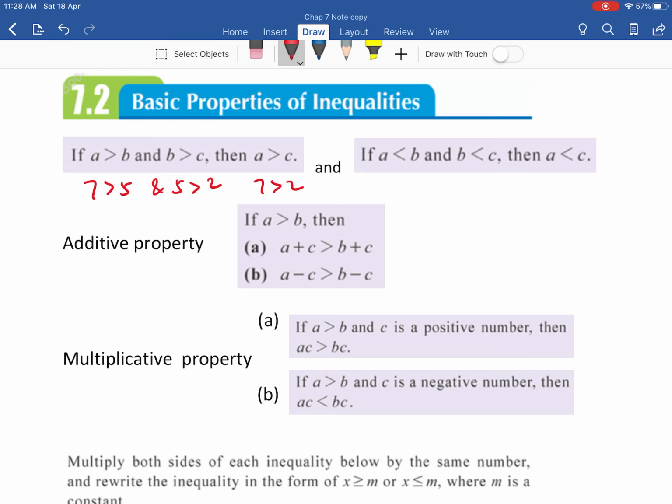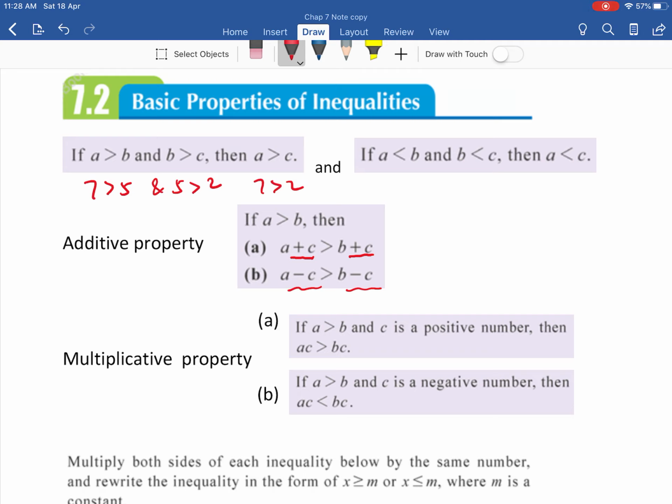And now if A is less than B and B is less than C, then A must be less than C. Very simple. Additive property. When we know that A is greater than B, we add something on both sides. We add a C on both sides. Then A plus C must be greater than B plus C. Similarly, if we subtract something on both sides, A minus C is greater than B minus C.